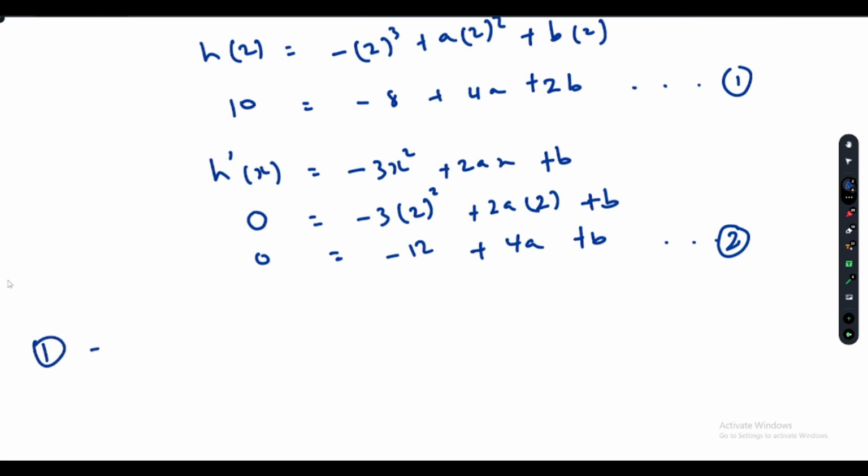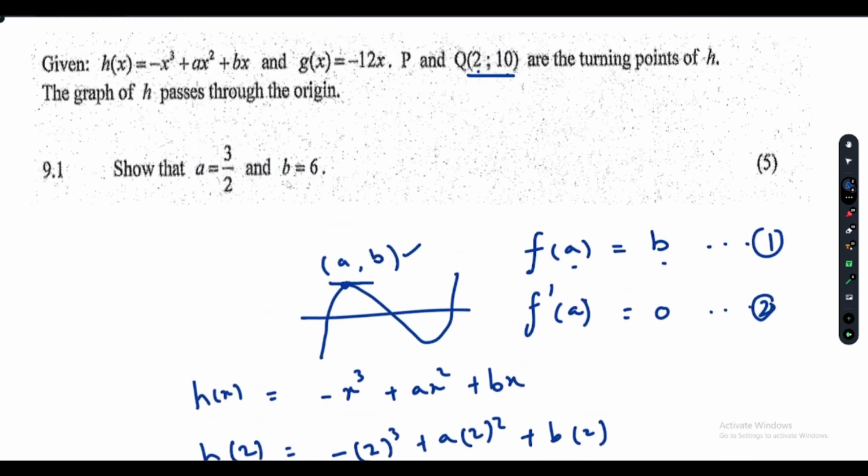So equation 1 minus equation 2. So 10 minus 0 is 10. Minus 8 minus 12 is 4. 4a minus 4a is 0. And 2b minus b is b. Taking the 4 across, 6 is equal to b. And as we will see in the question, that's exactly what we expected b to be equal to.